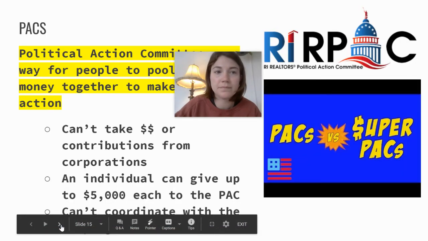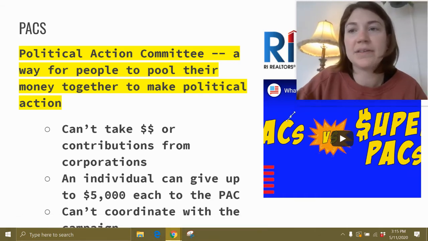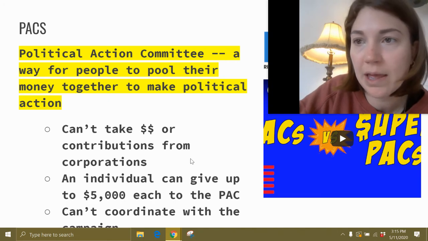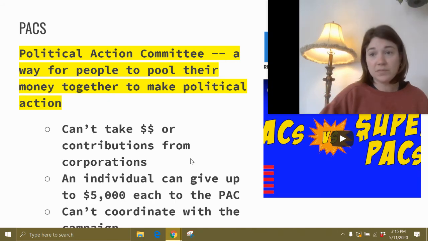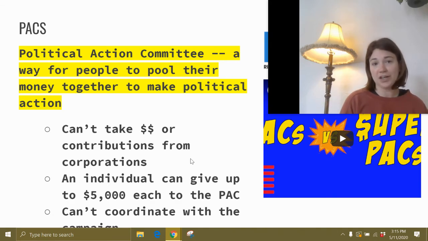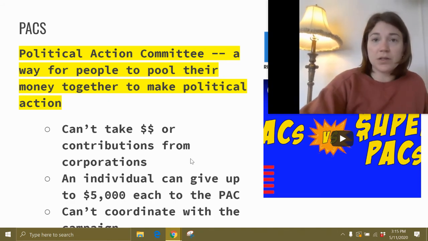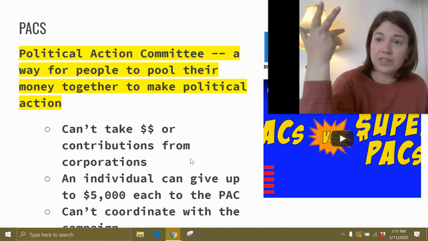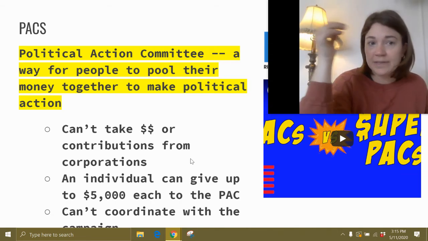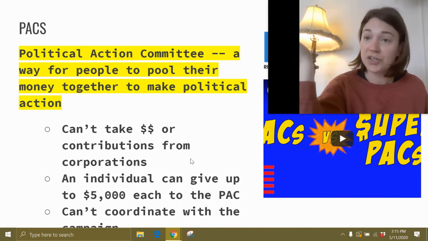All right, let's look at PACs. PAC is an acronym. It stands for Political Action Committee. It's a way for people, citizens, individuals, to pool their money, put their money together to make political action. So PACs are groups. And the purpose of the group is to collect resources to then support policies or to support certain candidates. A PAC can't take money or contributions from corporations, though.